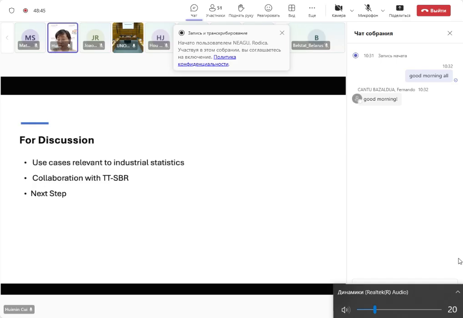So after sharing these potential use cases, we wish to explore which task team on industry is interested to explore together with the task team on SBR. And maybe we can discuss what could be the next step. Thank you.